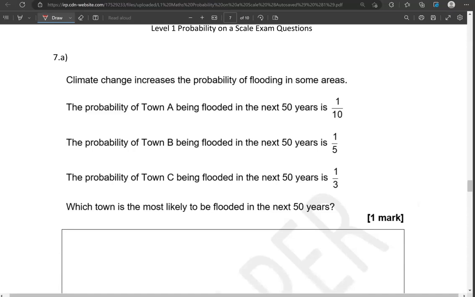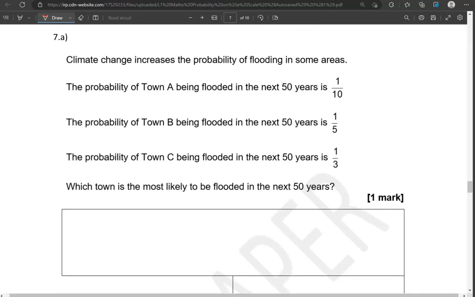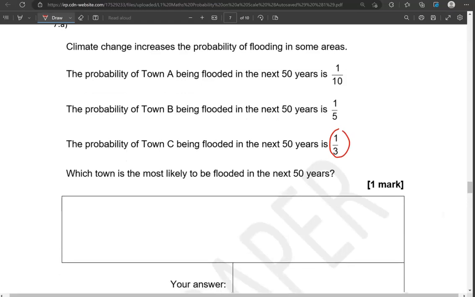Climate change increases the probability of flooding in some areas. The probability of town A being flooded in the next 50 years is 1/10. The probability of town B being flooded in the next 50 years is 1/5. The probability of town C being flooded in the next 50 years is 1/3. Which town is the most likely to be flooded in the next 50 years? So we're looking for the highest fraction, the greatest fraction, which shows the highest probability. So that is 1/3. So that will be town C.